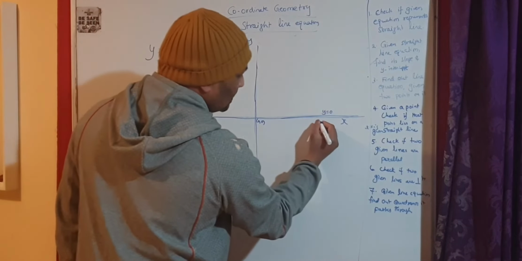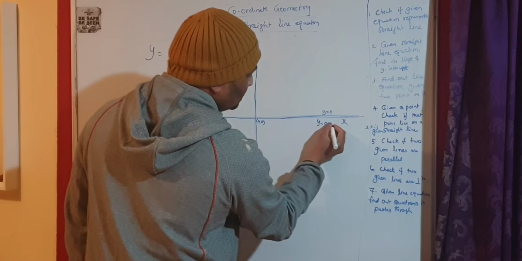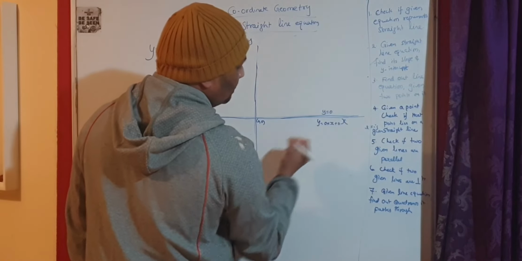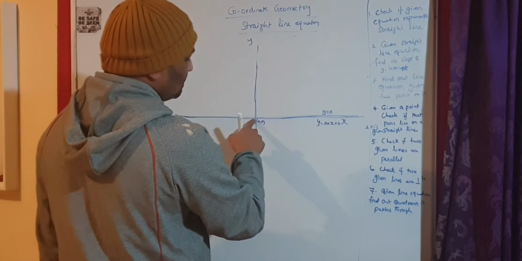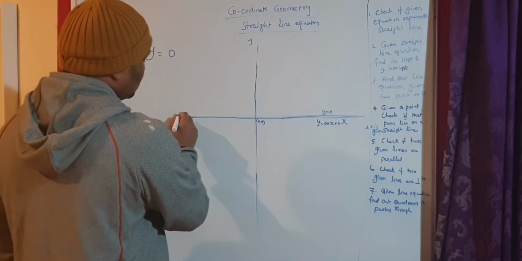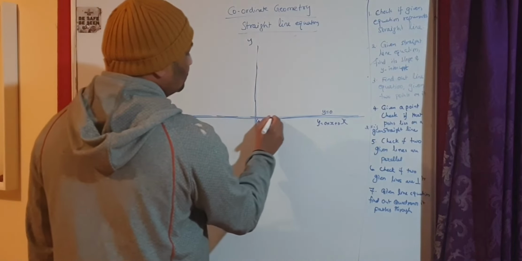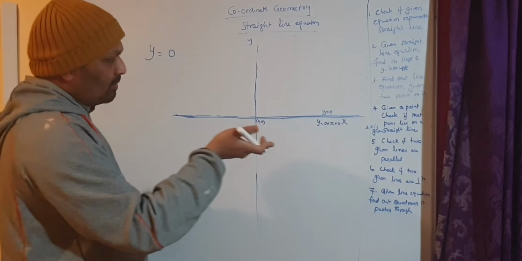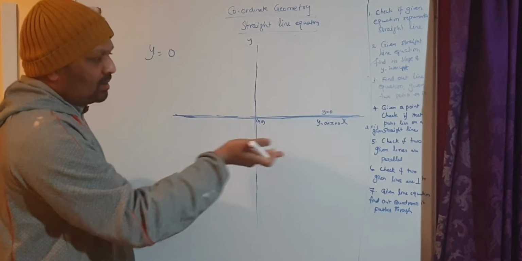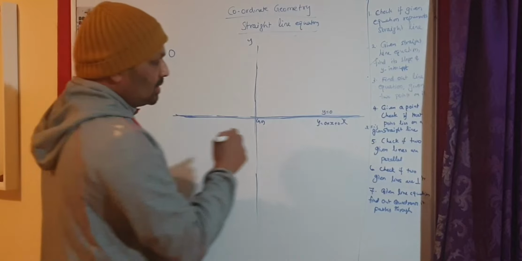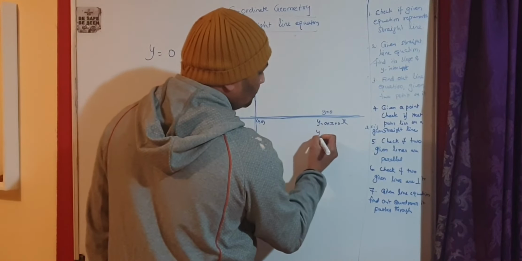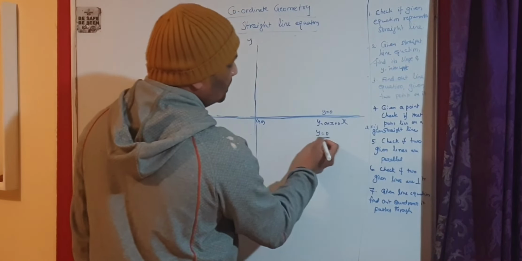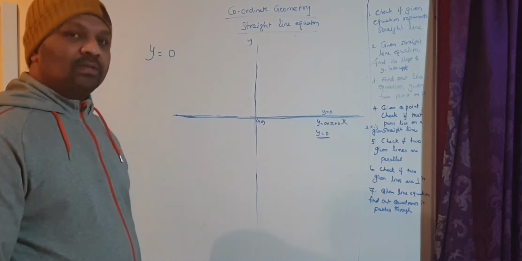y = 0 means y = 0·x + 0. The 0 is the y-intercept, since the line passes through the y-intercept, and the slope of this one is 0. The slope of any horizontal line in the coordinate plane is 0. If you simplify this, it is y = 0. That's how we got the line equation of the x-axis.